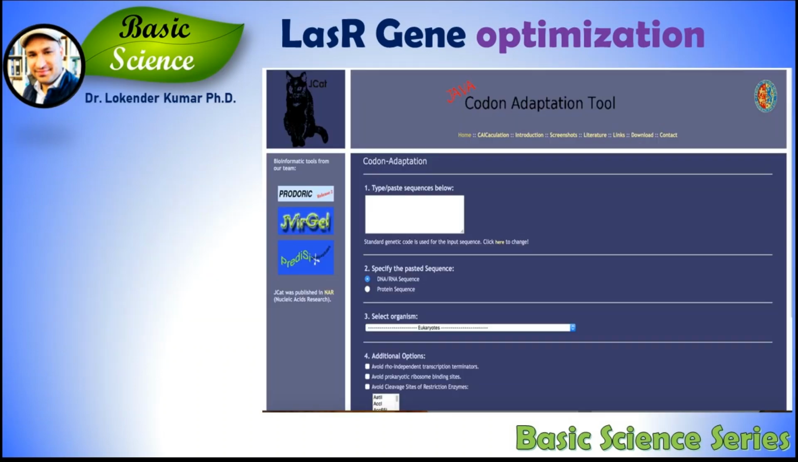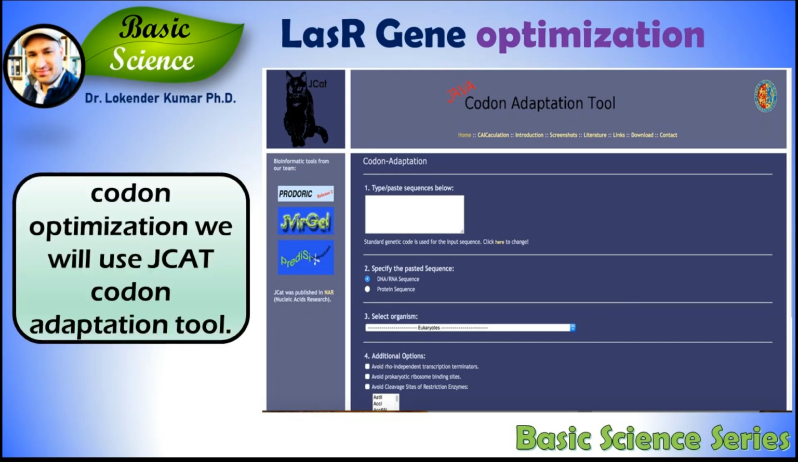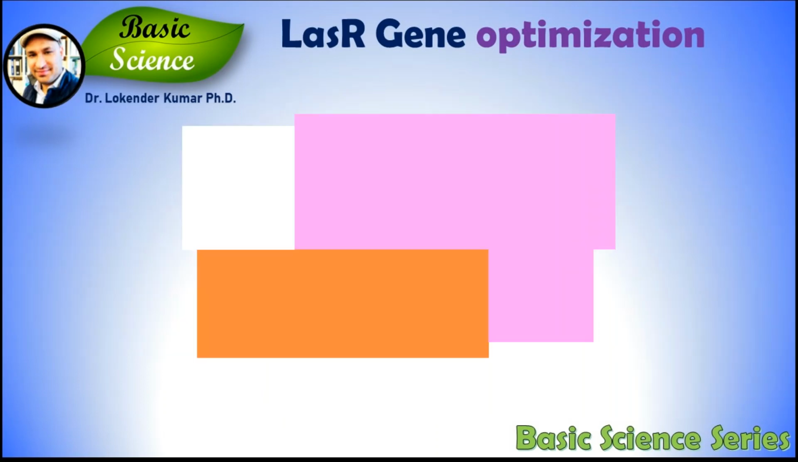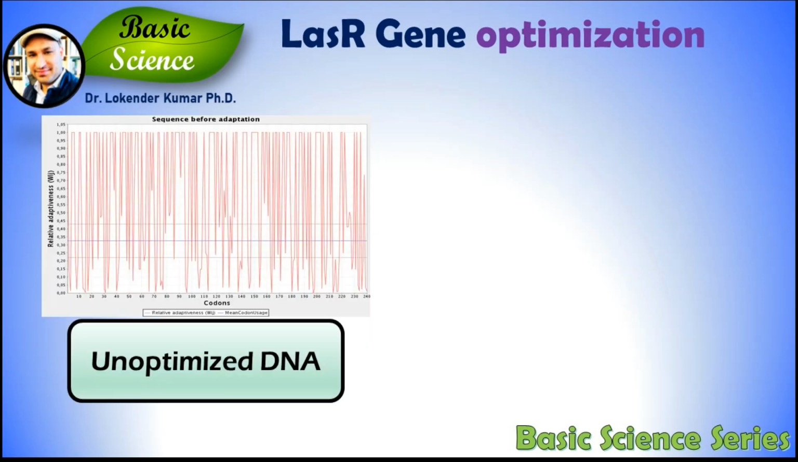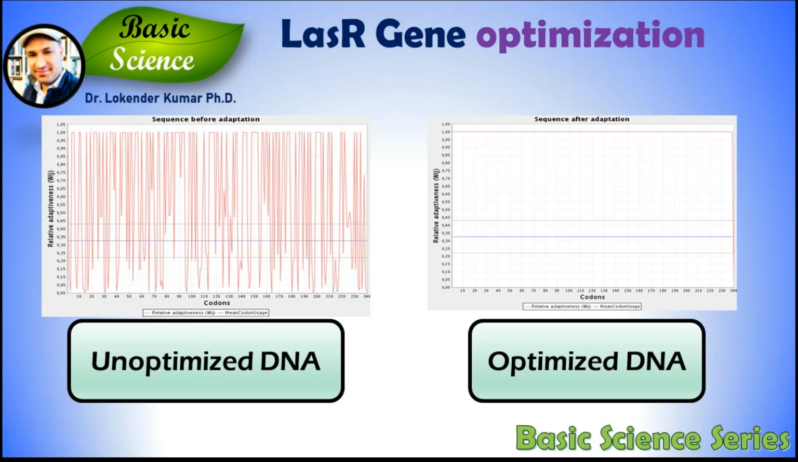There are other tools also, but I have used this tool in the past and got good results with protein expression. Paste the LasR gene sequence in the box shown by the red arrow. Now select E. coli K12, mentioned by the blue arrow. Now perform the codon optimization and you will see the results in the form of a chart showing the fluctuation of relative adaptiveness in unoptimized DNA, while in the case of optimized DNA the relative adaptiveness will be very smooth.